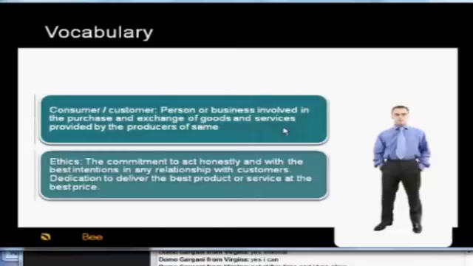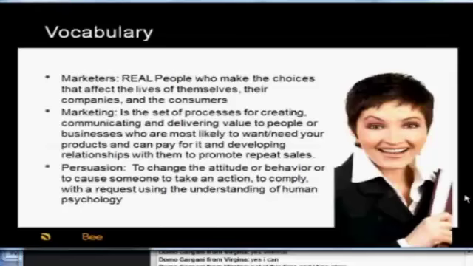Ethics is a definition that a lot of people have trouble with. But to me, and you pretty much have to develop your own idea of what ethics are, essentially ethics are a commitment to act honestly and with the best intentions in whatever relationship you enter into with your customers, and it's a dedication to deliver the best product or service at the best price. So that's what ethics are to me. It's just basically being honest, doing the right thing, okay?